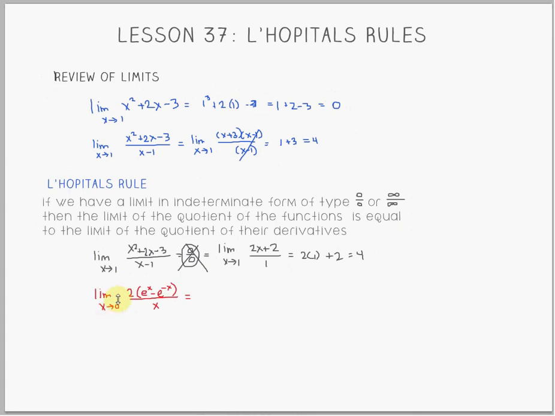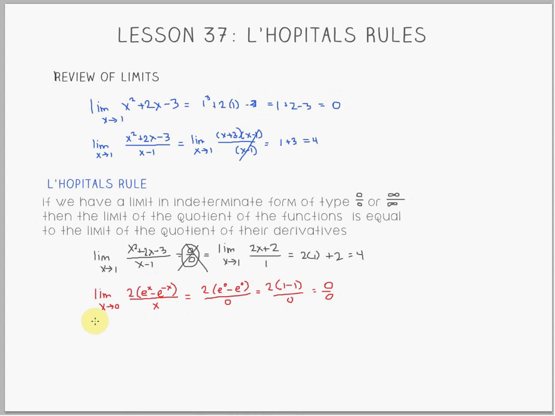For example, if we have 2 e to the x minus e to the negative x over x, and we plug in a 0, what happens is we get 2 times e to the 0 minus e to the 0 all over 0. Okay, well, e to the 0 is just 1, so this is actually 2 times 1 minus 1 all over 0. Okay, so then we have 2 times 0, which will give us 0 over 0. So there's our indeterminate form.